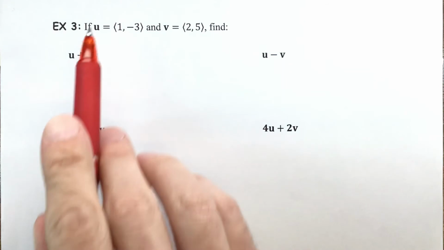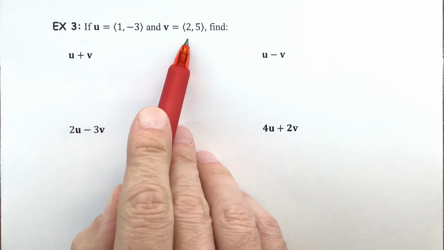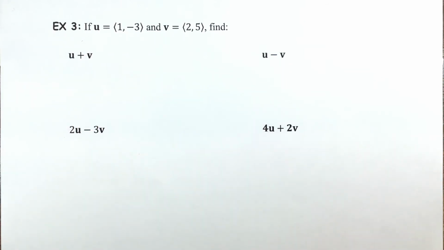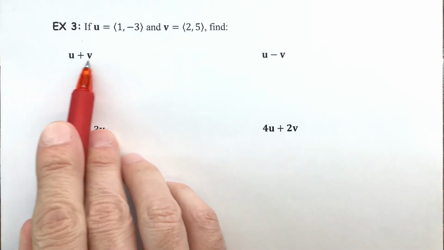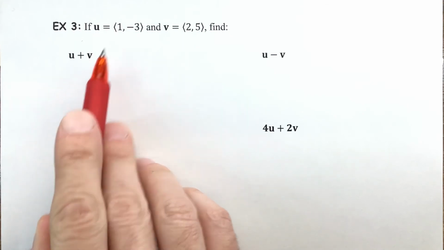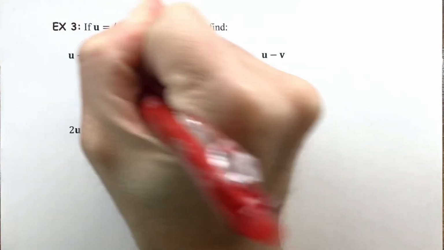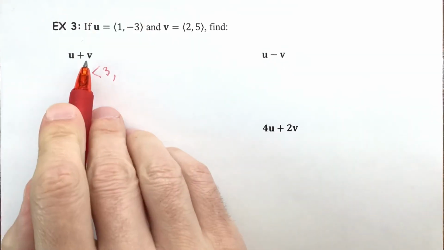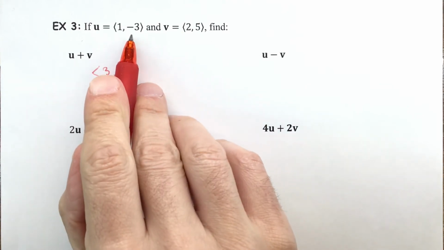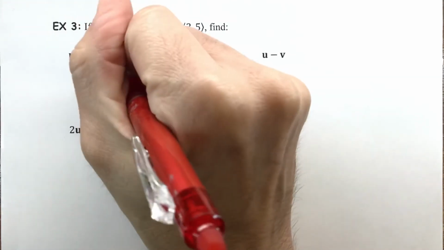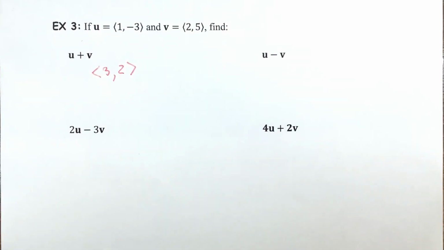In example 3, we've got two vectors, u and v, and we have their component forms. What we're going to do is practice adding, subtracting, and even multiplying by scalar values when in component form. All right, so u plus v, really all you got to do here is take the horizontal components, the 1 and the 2, add those together, which is going to give you a 3, and then you're going to take the y components, -3 and 5, and add those together, which is going to give you a 2. And that's all you got to do when you're adding vectors u and v, given the component form. It makes it much easier to get an answer out of that.